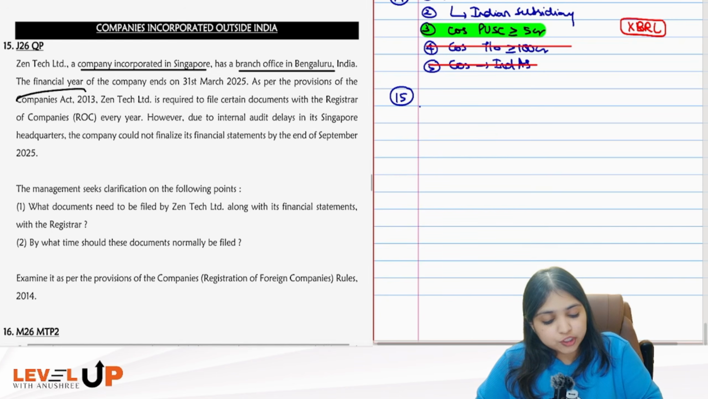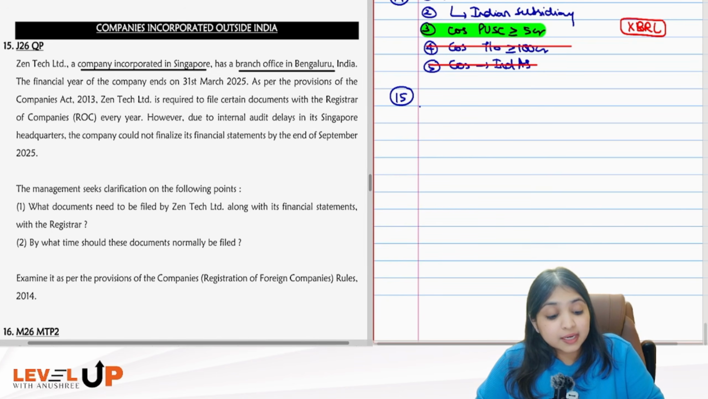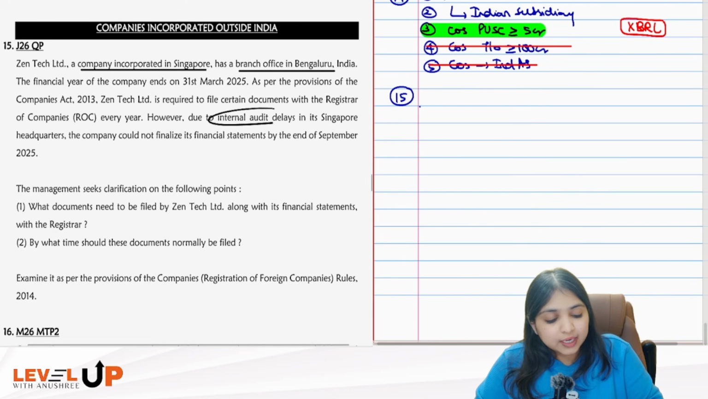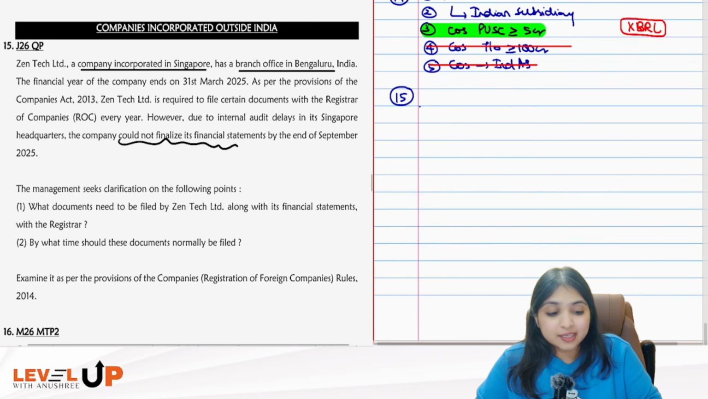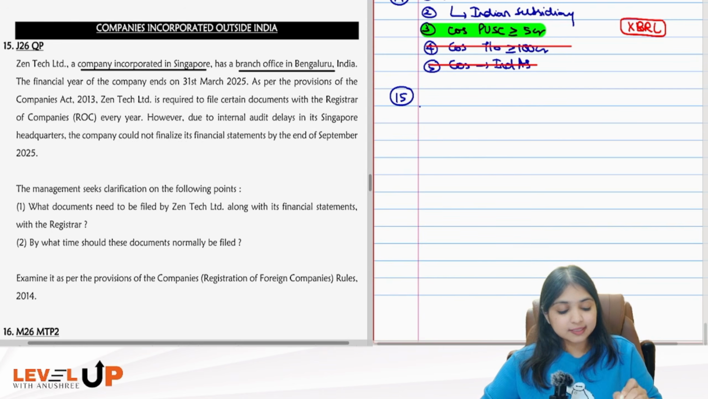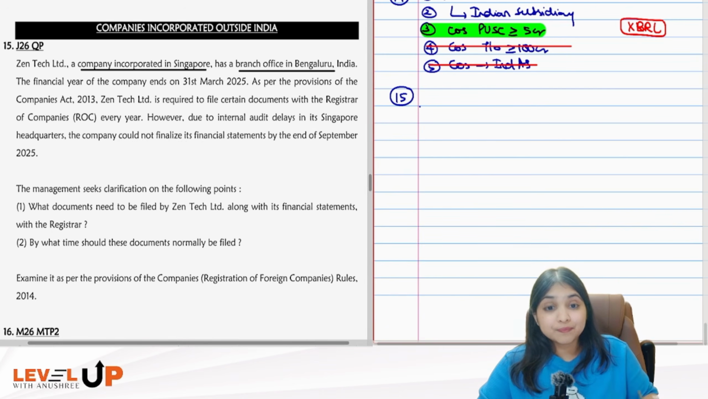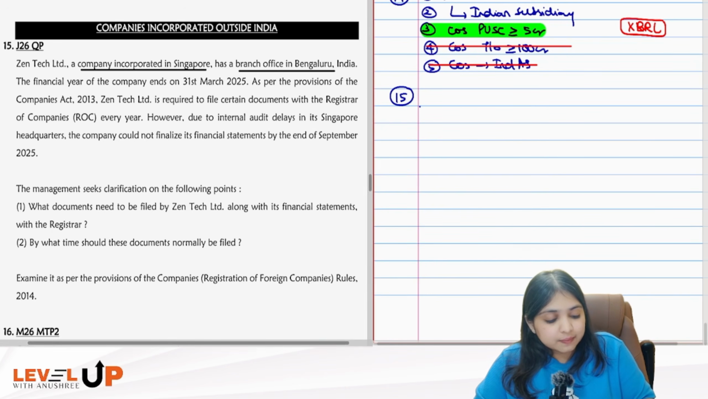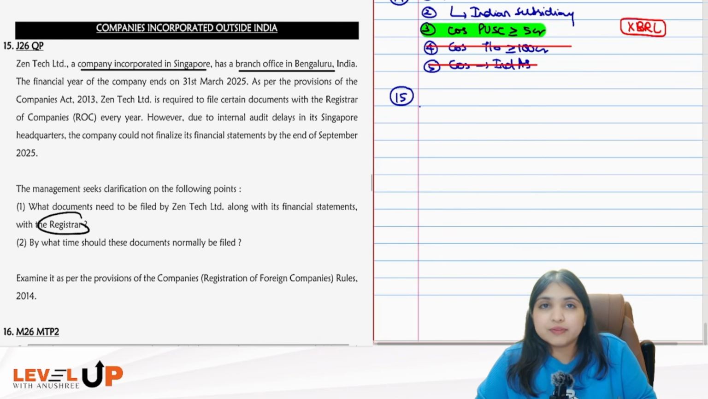As per the provisions of the Companies Act, Zentech Limited is required to file certain documents with the ROC every year. However, due to internal audit delays in its Singapore headquarters, the company could not finalize its financial statements by September 2025. The management seeks clarification on the following points. Number 1, what documents need to be filed by Zentech Limited along with financials with the ROC?